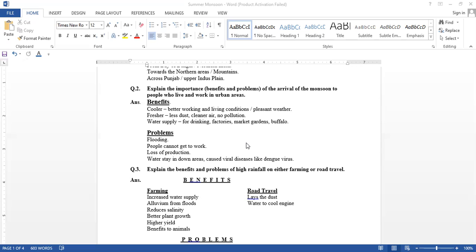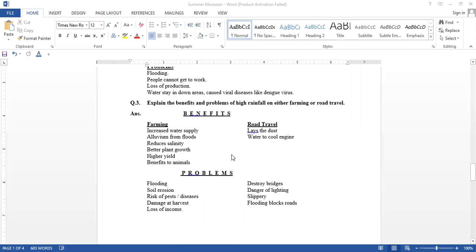The next one is that due to heavy rainfall, people cannot move easily and cannot go towards their offices. In this delay, there will be a loss of production, and sometimes water stays in the low-lying areas, which causes viral diseases like the dengue virus. So these are the benefits and the problems when heavy rain occurs by the source monsoon in the urban areas of our country.